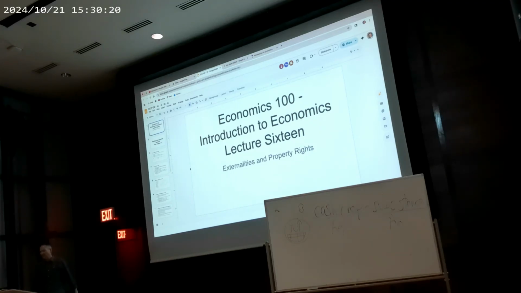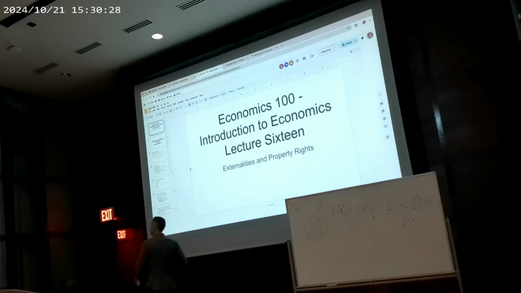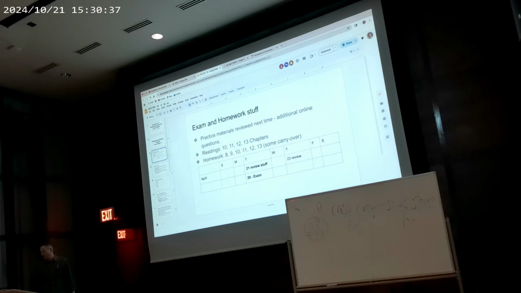But today we're going to talk about externalities and property rights. And it's building a little bit on what we did last time, maybe in an unexpected way. And I'll get into that a little bit today. So we are up through chapter 13 here in the readings.